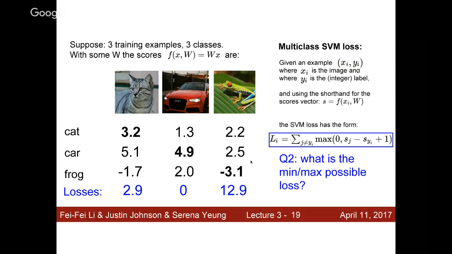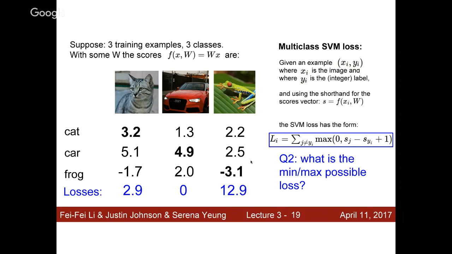So what is the minimum and maximum loss possible for a set of images? If I give you a set of 10 images, what's the minimum or maximum loss? Let's start with the easy case. What's the minimum loss? 0. It could be 0, right? If I get everything right and I get it right by a large margin, all of the incorrect scores are much smaller than the correct scores, then all of them will be correctly classified, then it's 0. What's the maximum score?